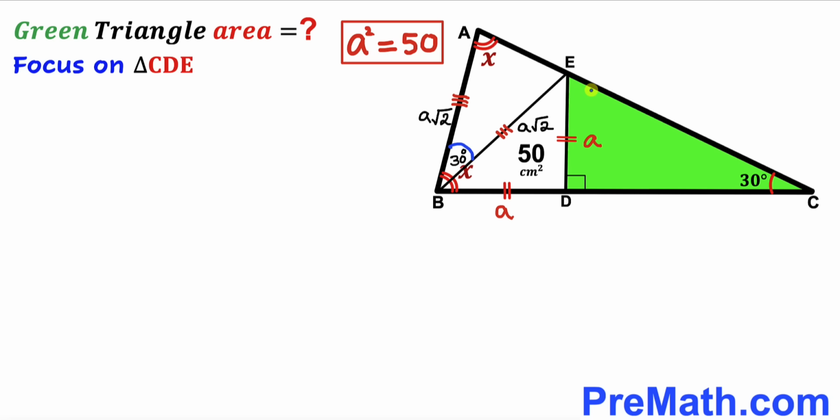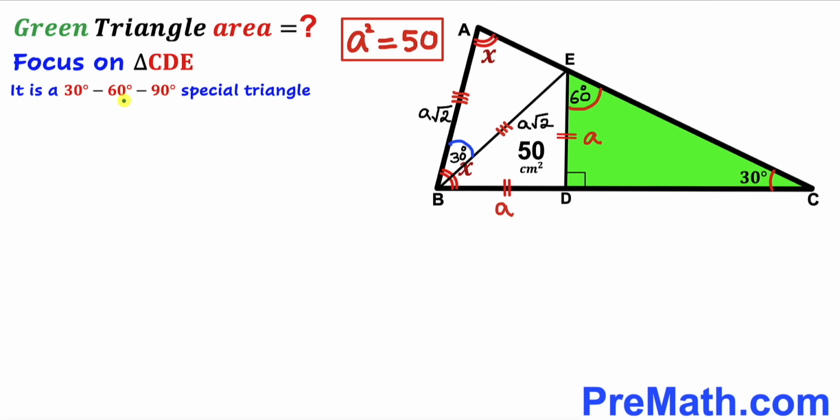And now we are going to focus on this green shaded right triangle CDE. And we can see that this angle is 30 degrees, this angle is 90 degrees. So no wonder this angle has got to be 60 degrees. So therefore we conclude that this triangle CDE is our 30, 60, 90 special triangle. And we can see 30 degrees is our smallest angle. So therefore the side opposite to this angle is going to be our smallest leg.